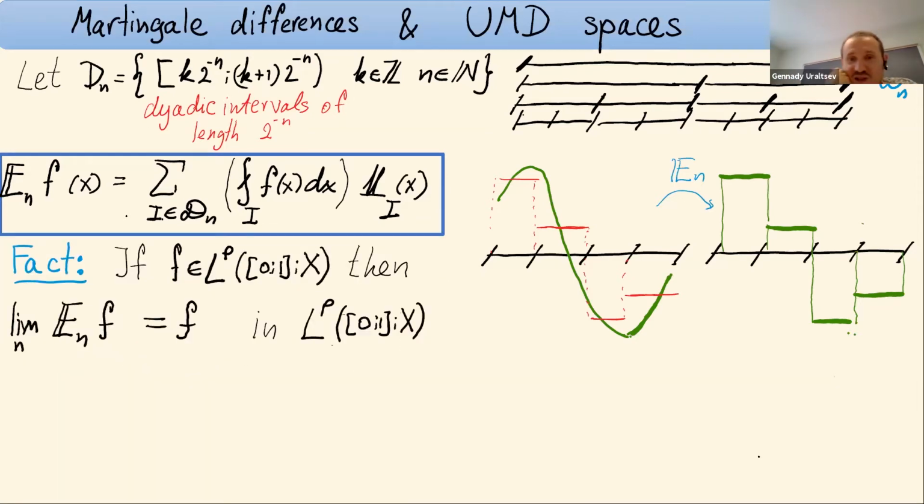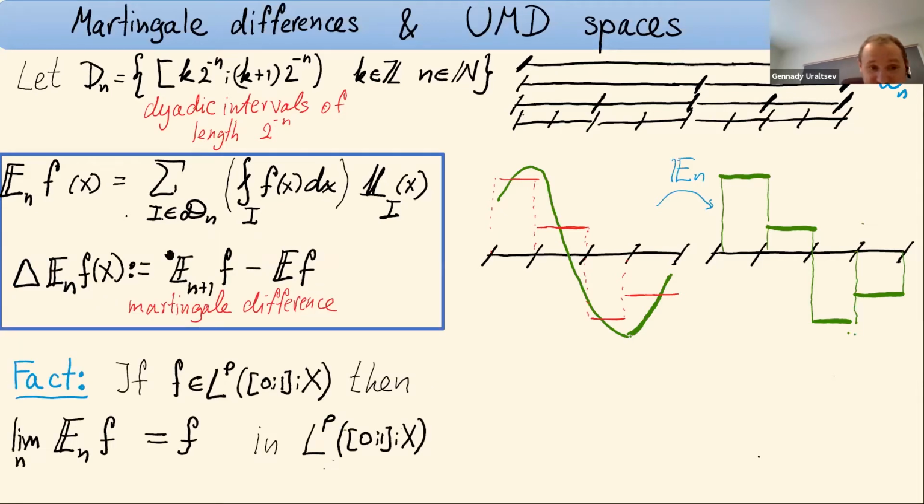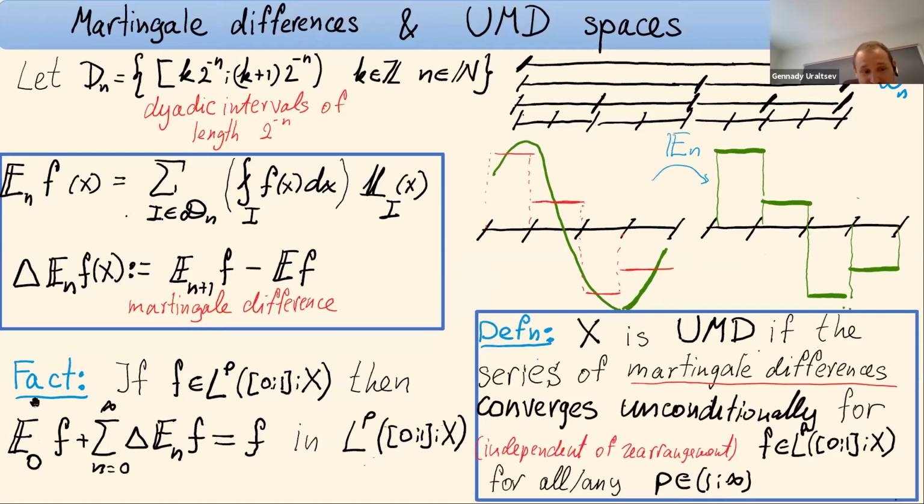So now, remember UMD is unconditional martingale difference. So now we need to introduce a difference. How do we introduce difference? We just telescope. We define delta_n of f to be just the difference between one step and the next. We telescope the limit fact and just write it as a series.